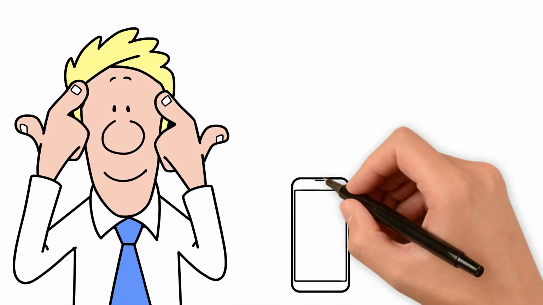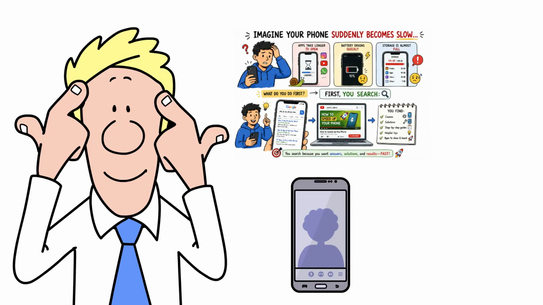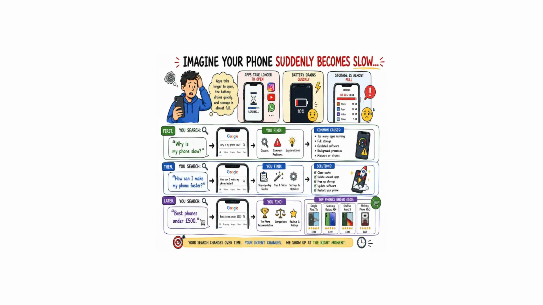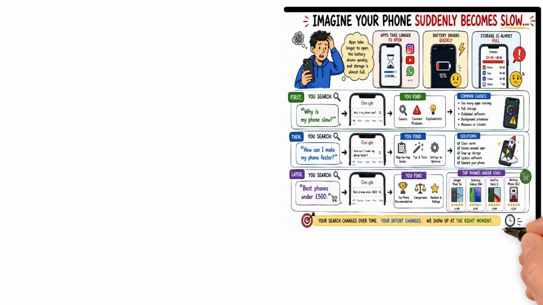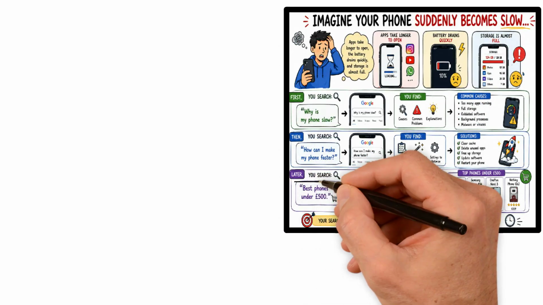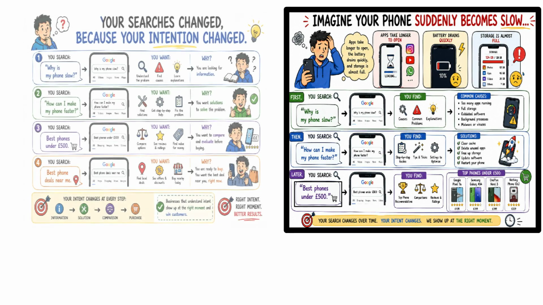Imagine your phone suddenly becomes slow. Apps take longer to open, the battery drains quickly, and storage is almost full. First you search, why is my phone slow? Then, how can I make my phone faster? Later you search, best phones under 500 pounds. And finally, best phone deals near me.